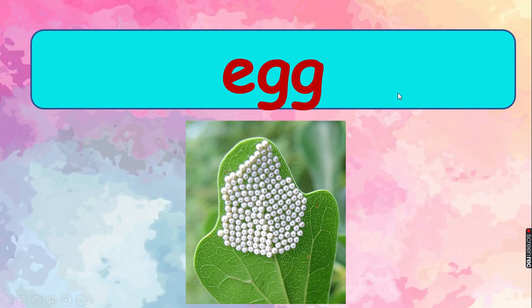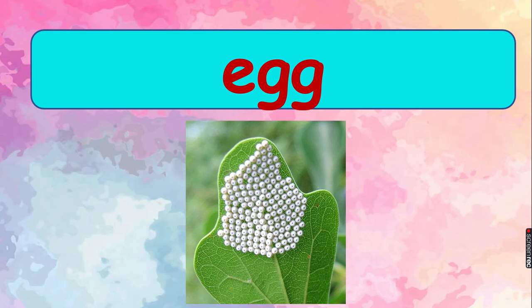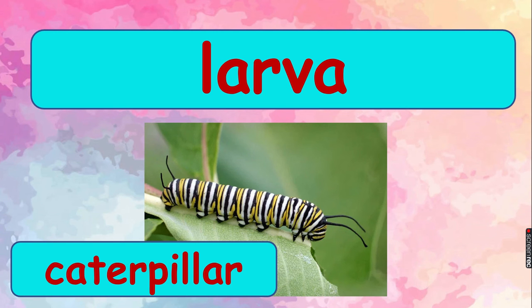Now let's move on to the next one. What are these? Eggs, right? They are butterfly eggs. We have learned about eggs. We know that there's not only chicken egg. There are many different kinds of eggs. Egg. Next one is larva. Larva. So after egg, these eggs will turn into a larva. For butterflies, the larva is called caterpillar. Caterpillar. The larva of a butterfly is called a caterpillar.